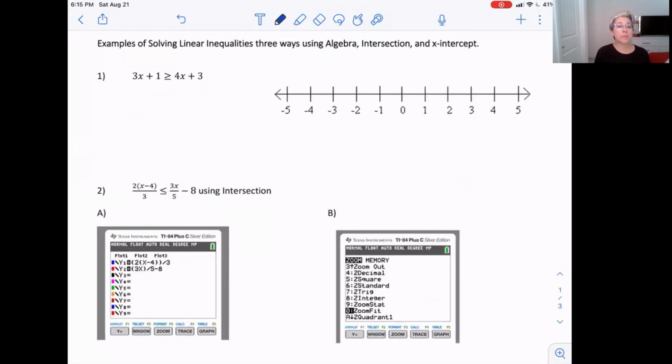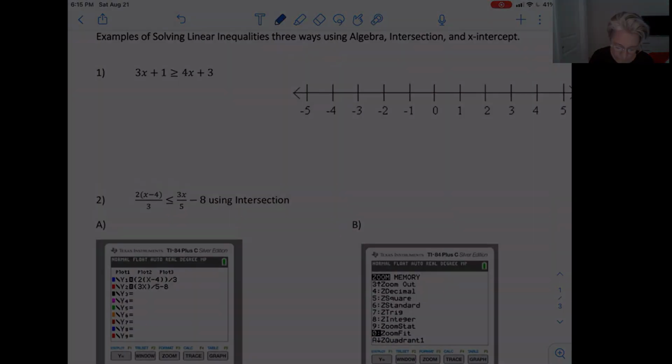When we're doing the examples of solving linear inequalities, we're going to do it three ways. One, algebraically. One, we're going to use the intersection, and we can do that on our calculator. I'll show you how. And also use the x-intercept method, which we've done before when we were using the zeros to solve for a linear equation. So let's take a look at example 1 first.